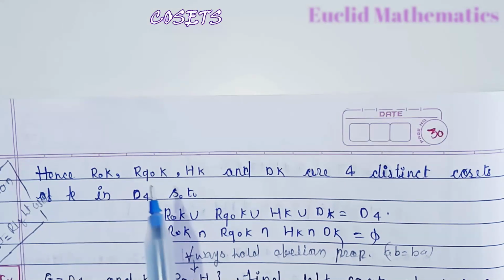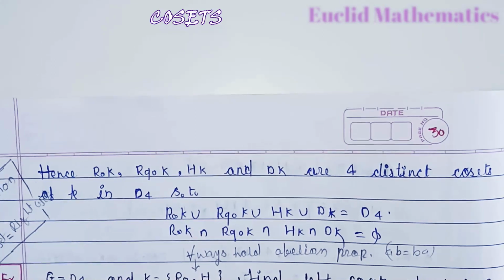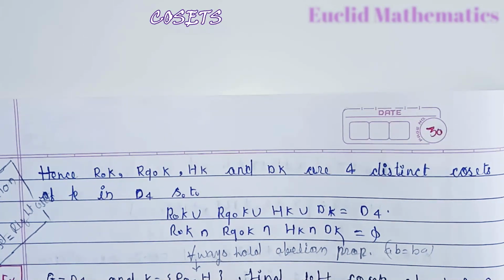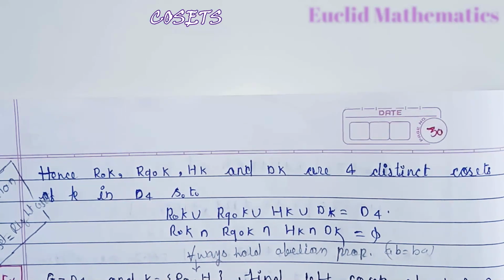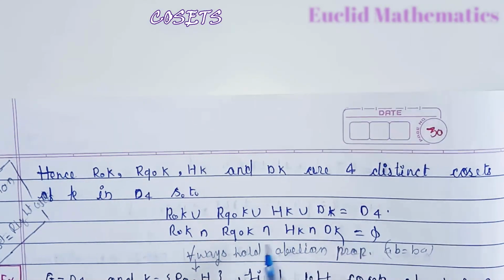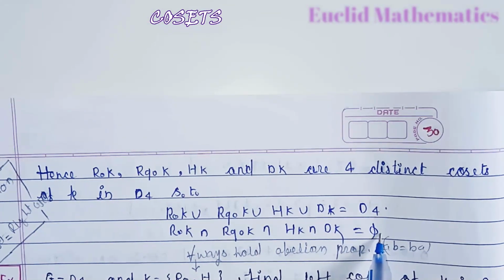You need to remember, if a group is abelian, then left cosets and right cosets are equal. But we know that the dihedral group is not abelian, so we cannot say that left coset and right coset are equal here. I hope you all have understood today's lecture for finding cosets. It's quite easy. We just have to verify only the last 2 properties: their union is our group, and their intersection is the empty set.